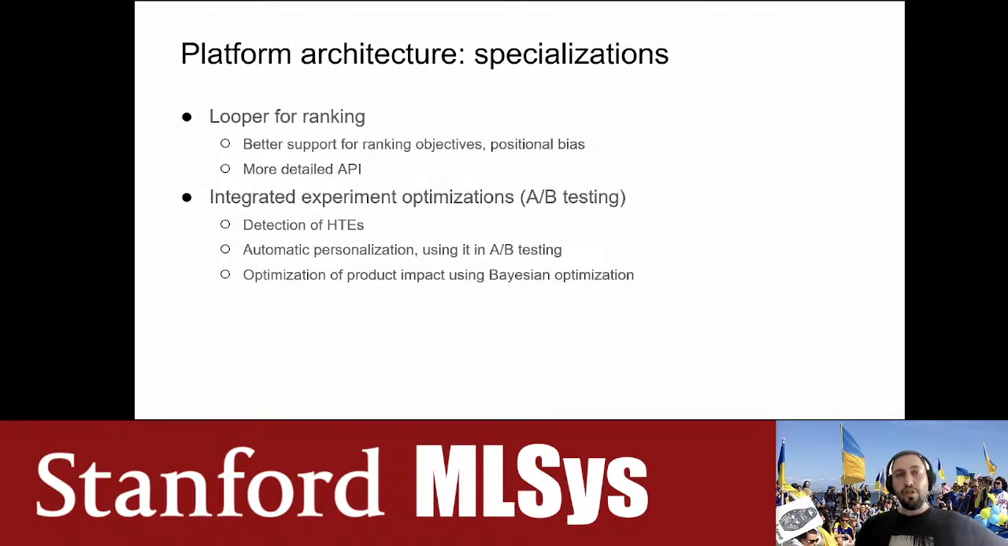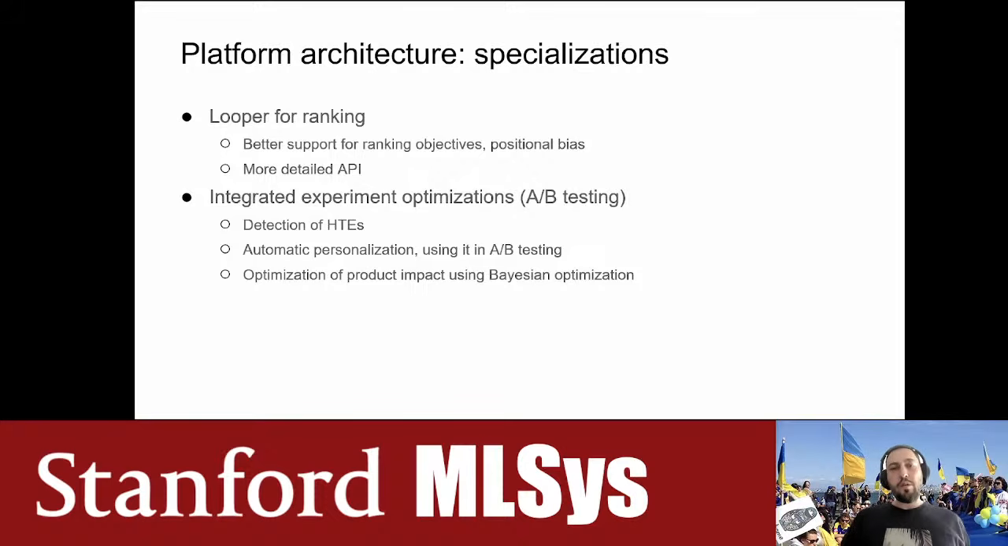And here I'll mention 2. One is for ranking, where the shape of the decision is a ranked list. And the other one is for personalized experimentation in the form of A/B testing. For ranking, there's definitely better support for ranking objectives that account for positional bias, or the trend where people tend to select the first or the second items. And the API is just more detailed. So that's one way to specialize the platform.